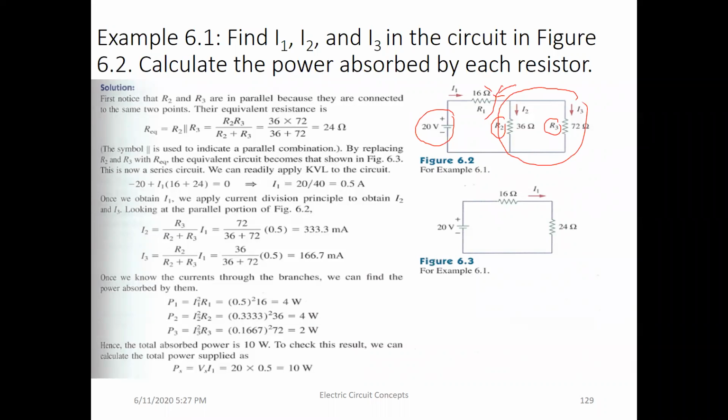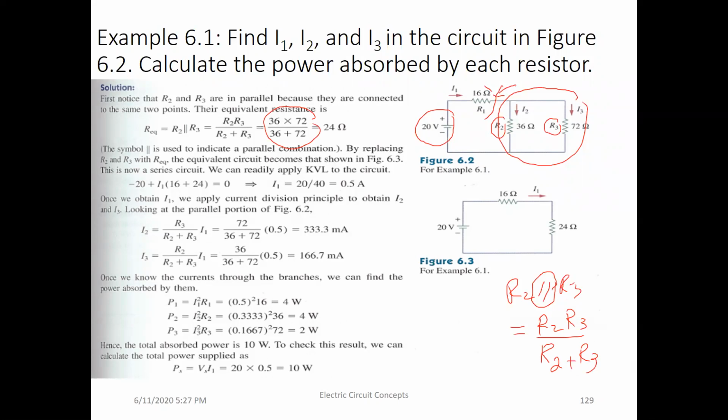So now we can see that R2 in parallel with R3. By the way, these two parallel lines represent that R2 and R3 are in parallel. Since we have two resistors in parallel, we can use the product over the sum formula, which is R2 times R3 over R2 plus R3.